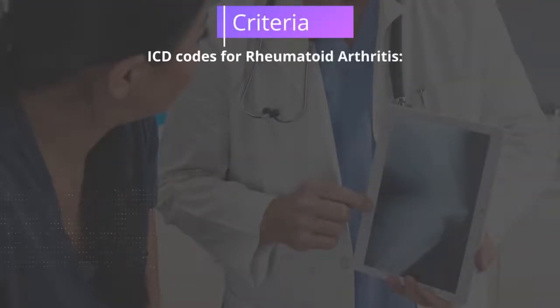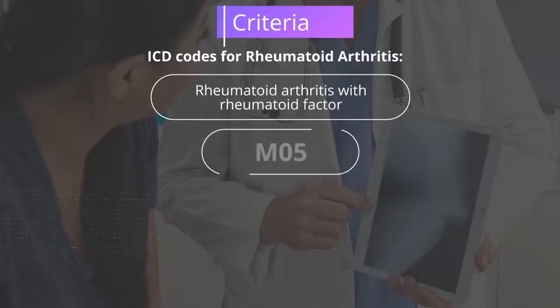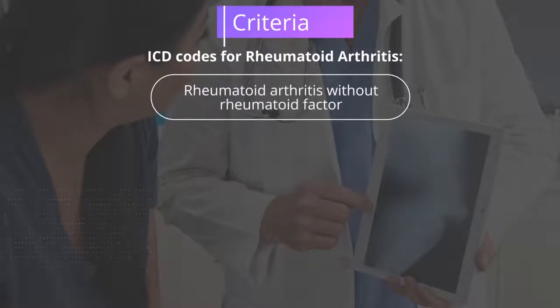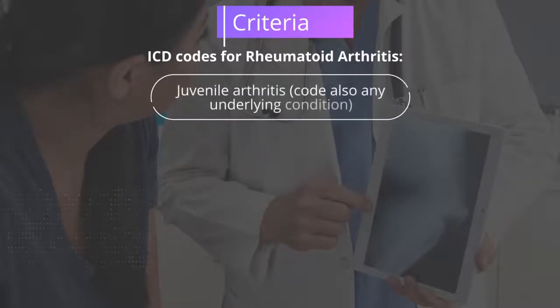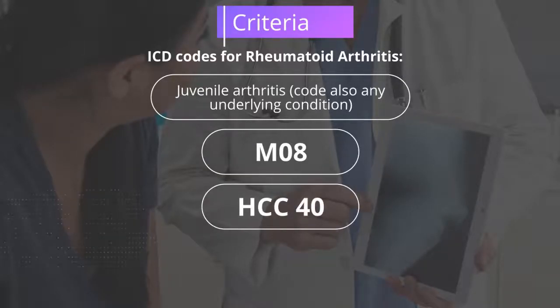Let's take a look at the ICD codes for rheumatoid arthritis. For rheumatoid arthritis with rheumatoid factor, the code is M05, HCC 40. And rheumatoid arthritis without rheumatoid factor, the code is M06.0, HCC 40. For juvenile arthritis, the code is M08, HCC 40. We should also code any underlying condition while coding for juvenile arthritis.